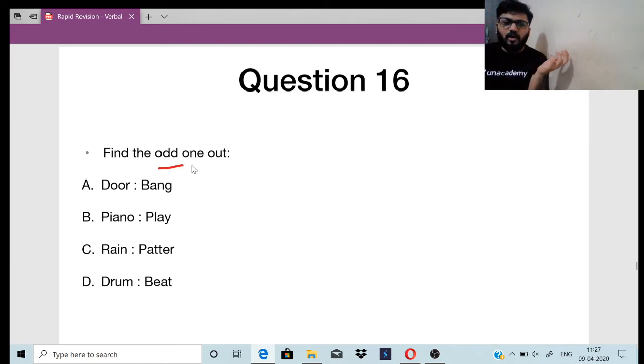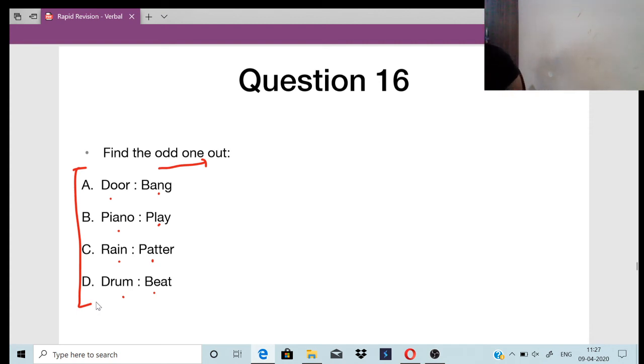Okay, so tell me the odd one out here. Door is to bang, piano is to play, rain is to patter, drum is to beat. Which one will be the odd one out here? Question 16.